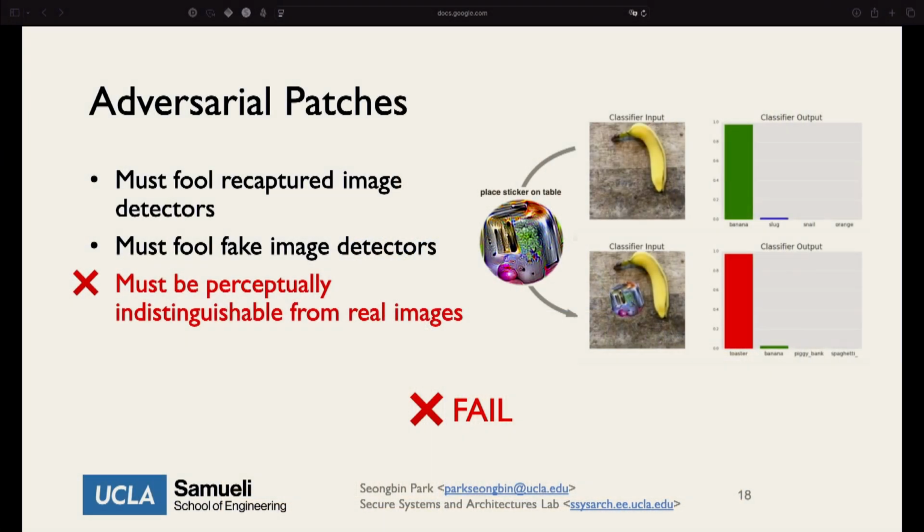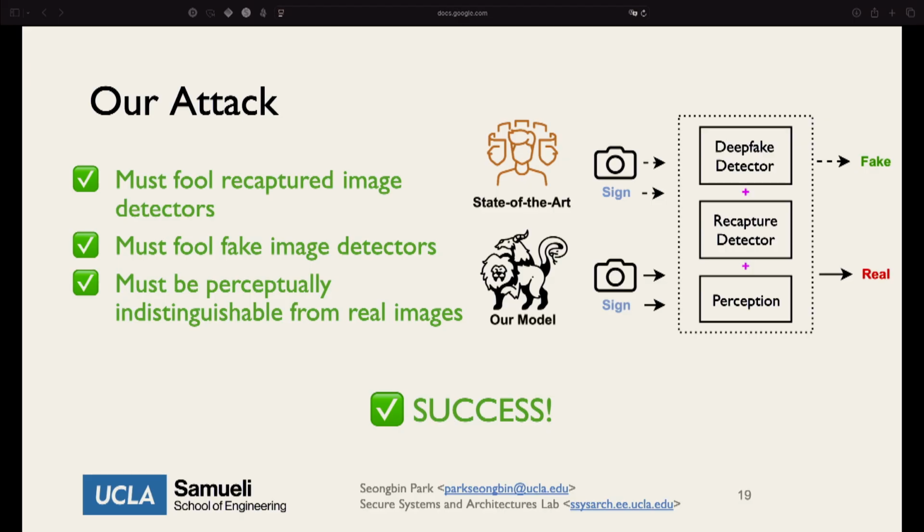Another type of attack is the adversarial patch attack. This involves putting a physical patch in the screen so that it would trick the classifier. These patches, if constructed carefully, could fool both recaptured image and fake image detectors, but the issue is that a patch is quite obvious and is not perceptually indistinguishable from real images, and anyone who sees this type of image will know that there is something going on. So our attack successfully bypasses all three of these objectives, which I will go over right now.